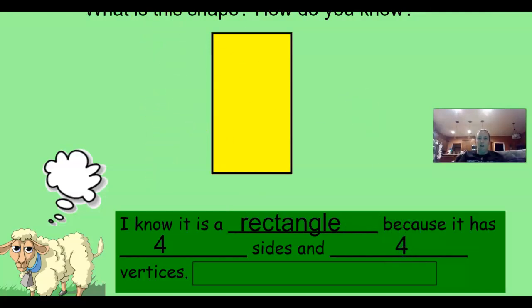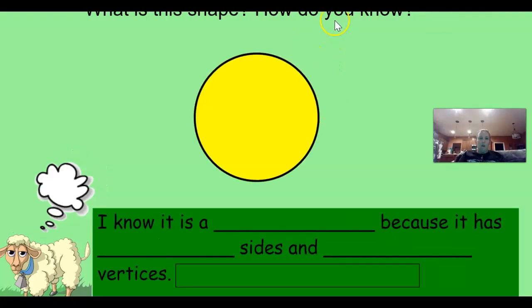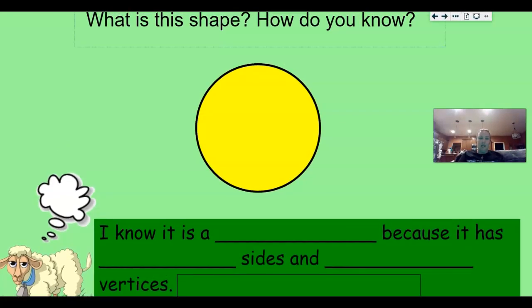Okay, let's move on. What shape is this? And how do you know? I don't see any sides on this. I don't see any corners either. If this was a table, I wouldn't hurt myself if I went by it really quickly. It must be a circle. That's right. Circles don't have sides. It is a circle because it has 0 sides and 0 vertices. All right, I know you're doing well. Let's keep going.